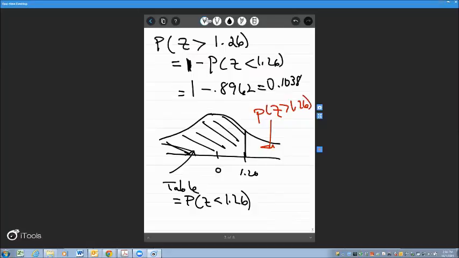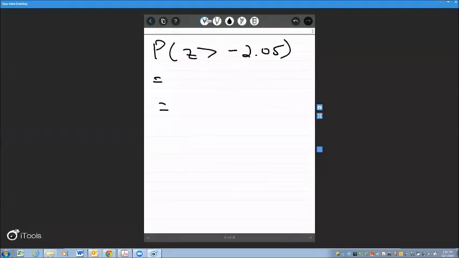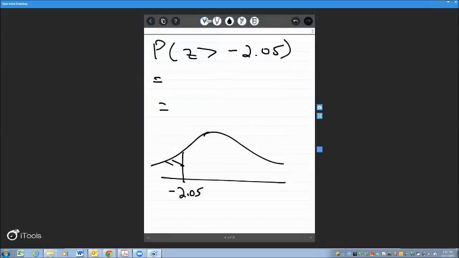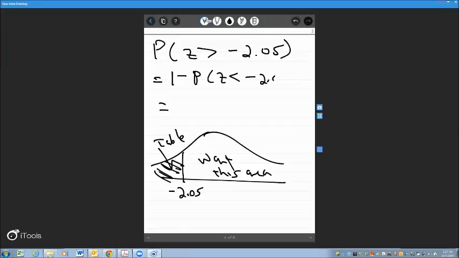So let's take another example like that. Let's do the probability that z is bigger than minus 2.05. Again, in a similar fashion, the table is going to give us minus 2.05. The table value comes from here, so this comes from the table. We want this area, though, because we want the value bigger than minus 2.05. So we know that that's 1 minus the probability that z is less than minus 2.05.